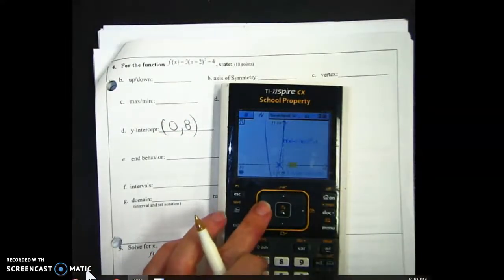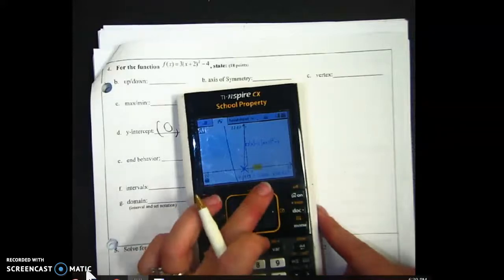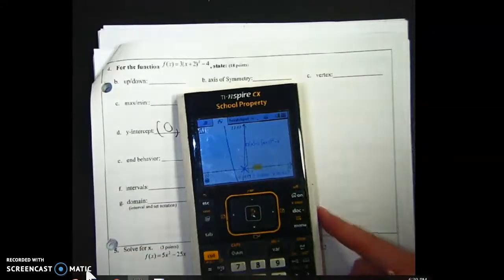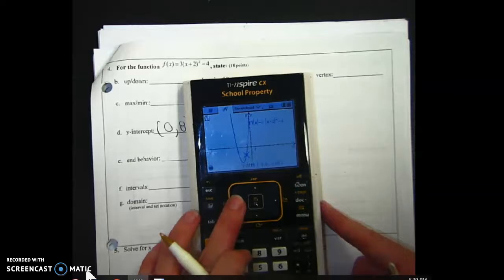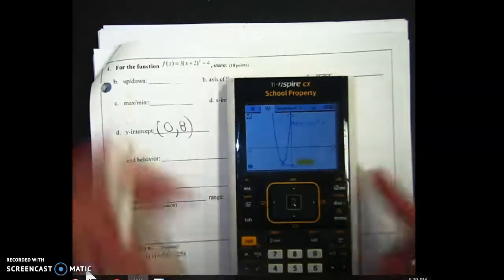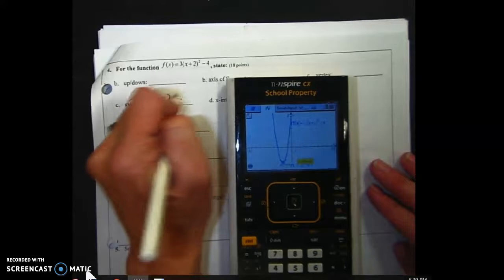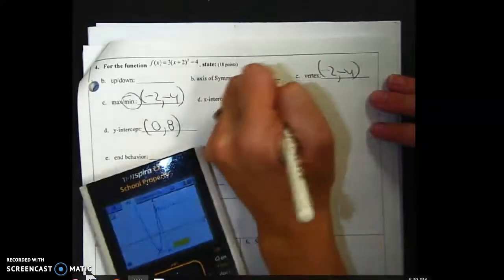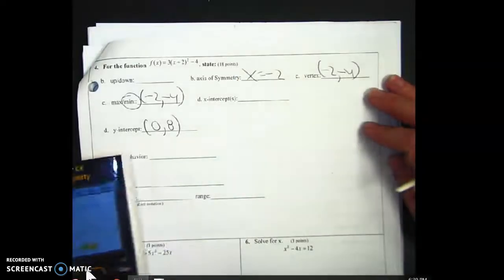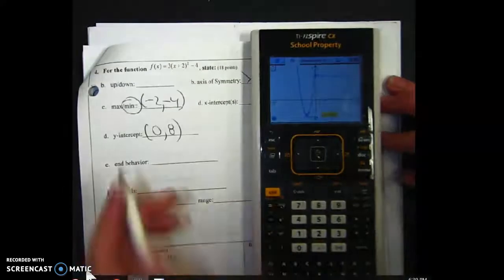Then I look here, oh, the x-intercept is a decimal. So if it's a decimal, that means I'm probably not going to be able to just do some factoring. And then I come down here, and it tells me the vertex and that it's a minimum. And if I know that, that means I know this is (-2, -4). And I know this is x equals -2. And I also know the end behavior.